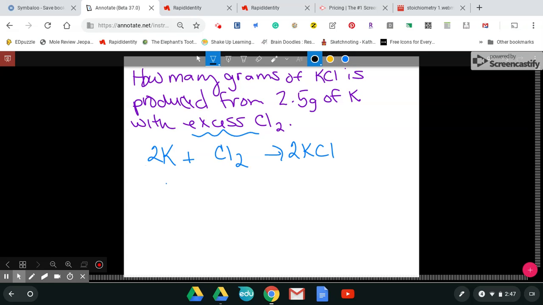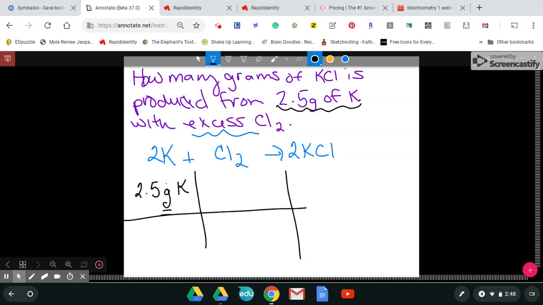Step 2, always write down our given. So I am given 2.5 grams of potassium. Step 3, is this in moles? Grams is not moles. So to get out of grams, I have to divide by the molar mass. So 1 mole of K equals 39 grams of K. Notice that grams are gone and I'm in moles.